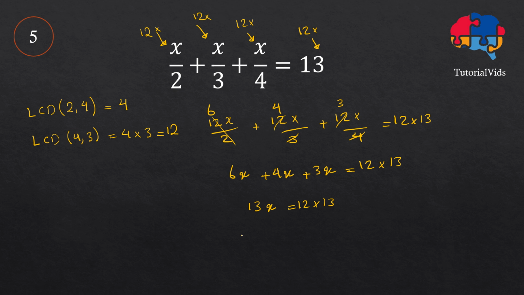Now I want to isolate x. That means I have to divide each term on the left and each term on the right by 13. Okay, so I divide this by 13 and divide this by 13. This 13 cancels this 13. The same here. What is left is that x equals 12. And this is the final answer.